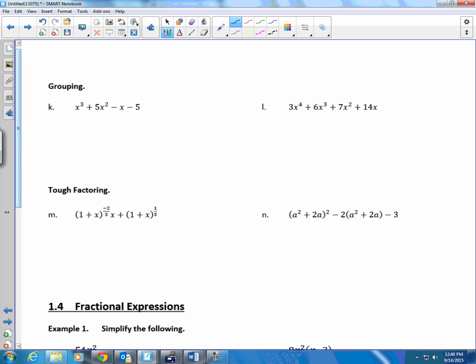Grouping, grouping, grouping. Another tactic. Here I have 4 terms. x to the third plus 5x squared, and I'm going to write it as plus negative x minus 5. And I'm going to put some parentheses right here. Okay.